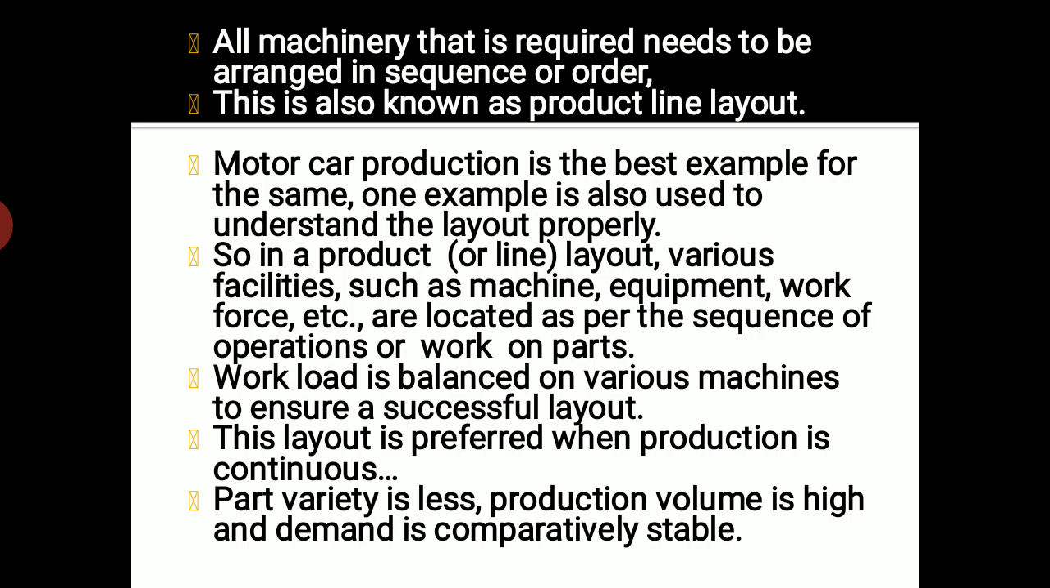So, in a product line layout, various facilities such as machines, equipment, workforce, etc. are located as per the sequence of operations or work on parts. Workload is balanced on various machines to ensure a successful layout. That means more or less the time taken or the work done on each machine is divided in a balanced way. Supposing 15 minutes is taken to cut the sheet by the first machine, then almost the same workload is distributed to the second, third, fourth and fifth machine. So work is being balanced in such a setup.